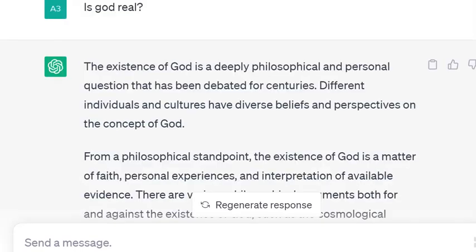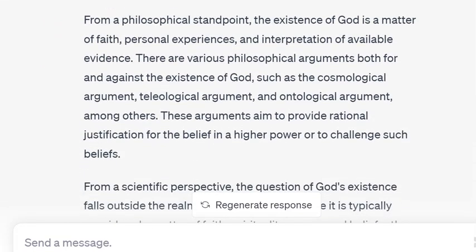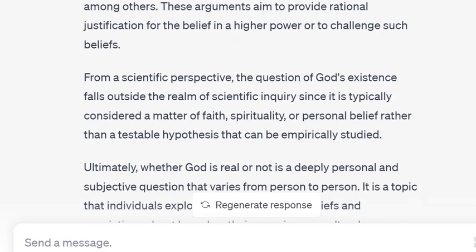Next, I asked it, is God real? And as I expected, it didn't really give a clear yes or no. It just went into the different belief systems. It's kind of hard to pin this thing down sometimes. It doesn't want to commit to anything like that. But I tried a different tactic later on, as you'll see, regarding a question similar to this. And I got an interesting answer.